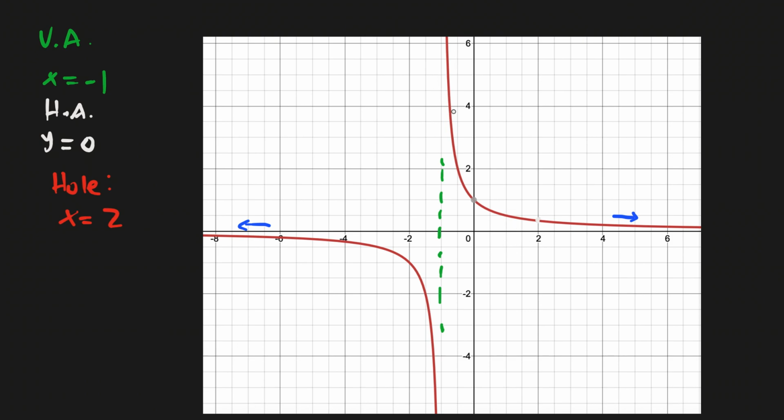So that was a fun little video about finding where the vertical asymptotes and horizontal asymptotes of a function are, and looking at the properties of a function. I hope you found this video helpful.